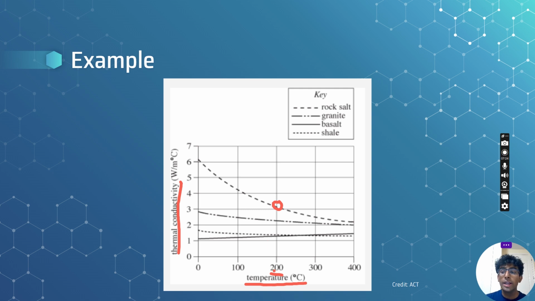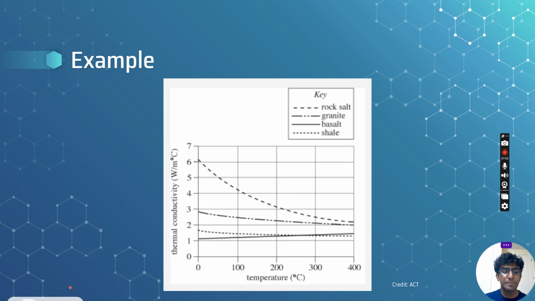It's also important to look at trends, right? If we see the rock salt, what's the trend going on in the rock salt? We see that it's decreasing the entire way through. It's not linear, but it is decreasing. And it's important to note for trends on the ACT, it doesn't always have to be always decreasing or always increasing. Like if the thermal conductivity for rock salt actually went up like this from 200 on, you could say decreasing then increasing. That would be an answer choice on the exam. So it's not always decreasing or increasing.